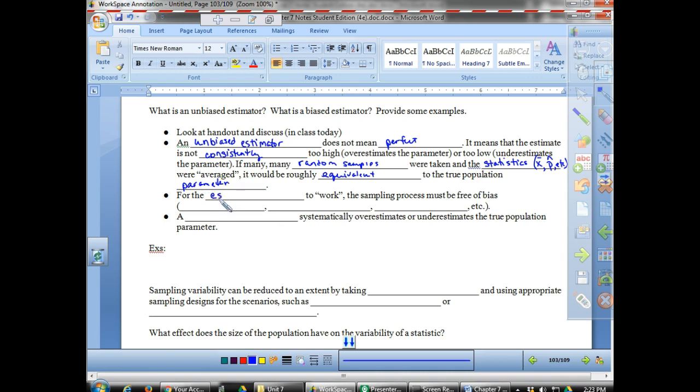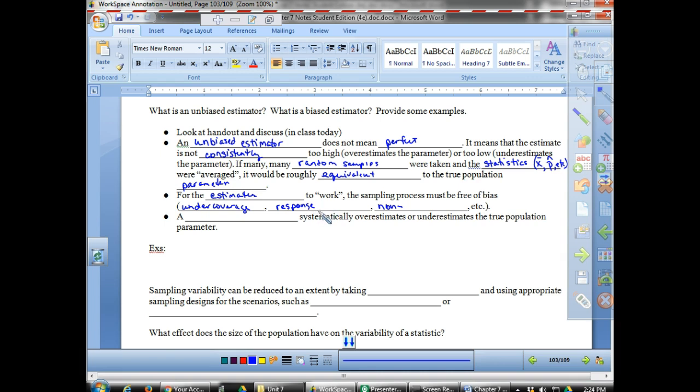For the estimates to work, the sampling process must be free of bias. So let's go over what I mean by that. You don't want bias, meaning undercoverage, and response, and non-response. Remember what response bias is? It's when for some reason whoever you're surveying is inclined to answer yes or no because they feel guilty.